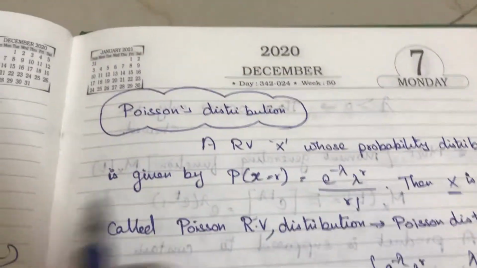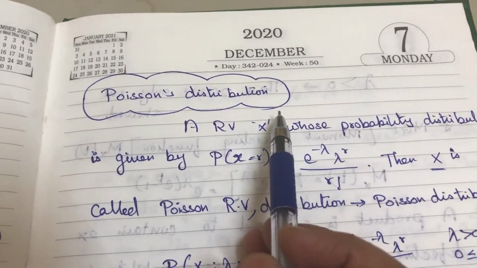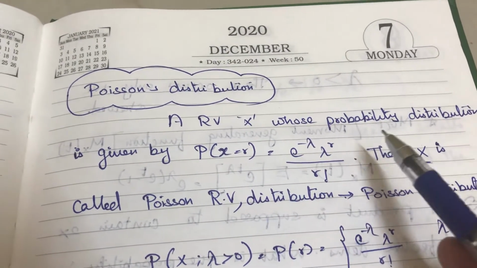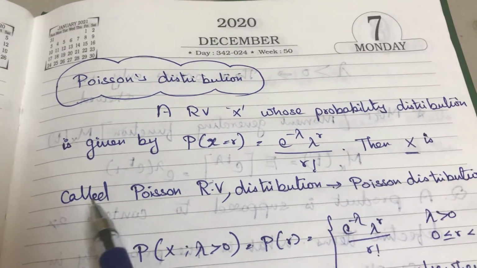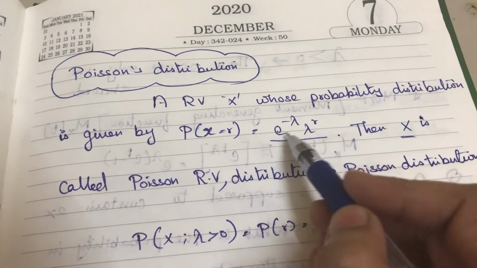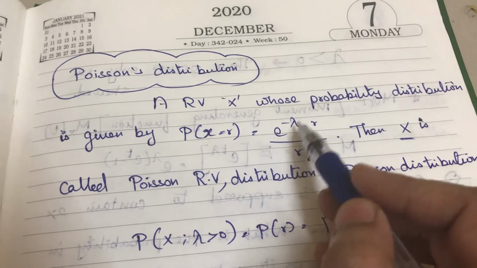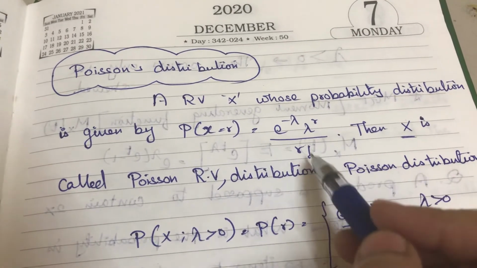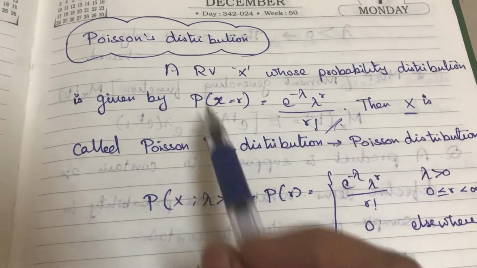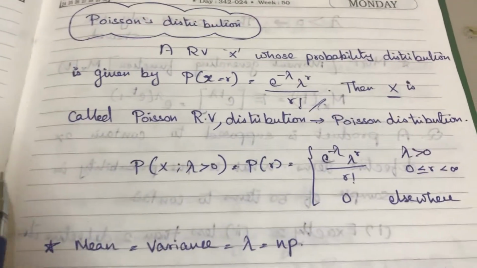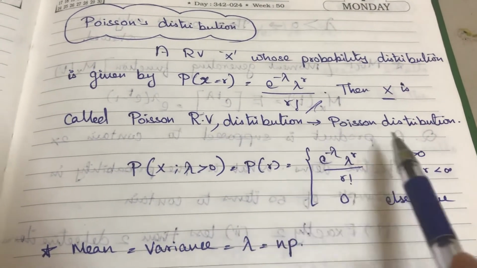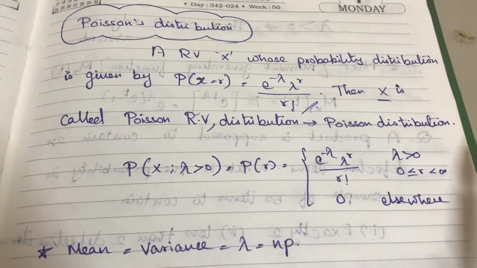Next one, Poisson's distribution. A random variable x whose probability distribution is given by this formula. This is Poisson. So an e term will come: e^(−λ) into λ^r by r factorial. Yes, this is the formula. Then x is said to be a Poisson random variable, and the distribution is nothing but the Poisson distribution.